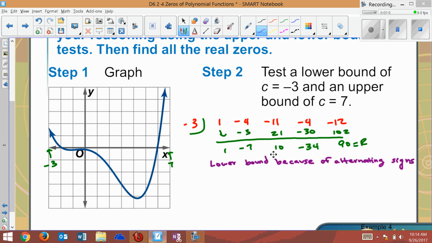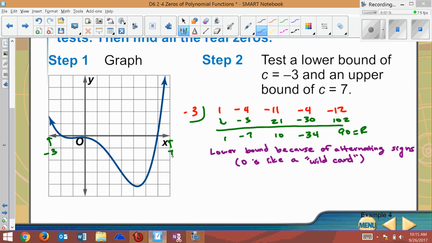Now, what you kind of think of, if you had a 0, zero is like a wild card. It can go either way. You can count 0 as being positive or negative. As long as they alternate, it's a lower bound. So I'm going to put that here in parentheses. 0 is like a wild card. And if you've played cards, you know what I mean by a wild card. It means it can be played however you want it to be played. Okay? So now we would do it again and just do this for an upper bound with 7.